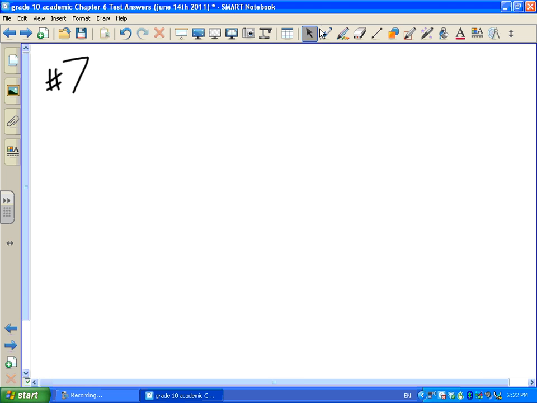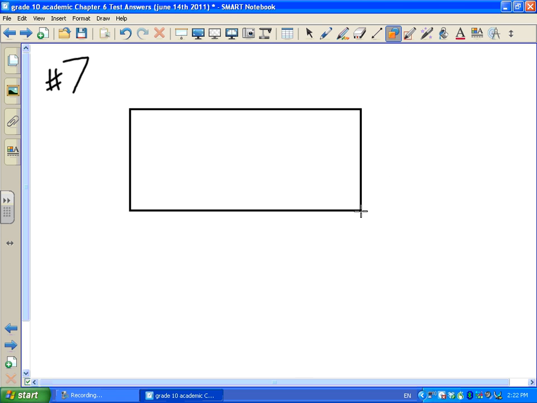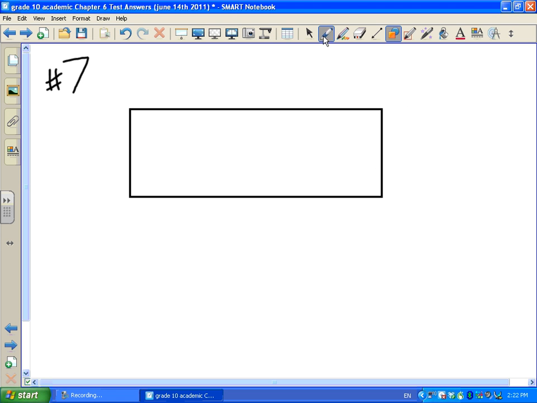Focus. Okay, question 7 says, a rectangular garden measures 10 by 6 meters. So let's draw this rectangle. It is 6 by 10, this garden. And it also says that the owner would like to triple the area of the garden by increasing the sides by the same amount. Okay, so what is the area of this garden to start? 60 meters squared is the area of the garden.